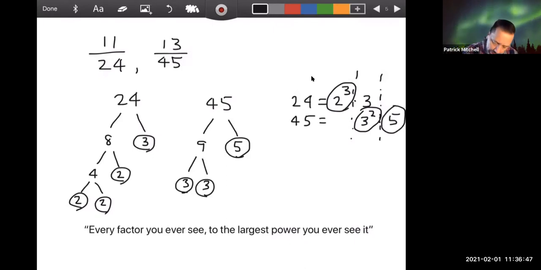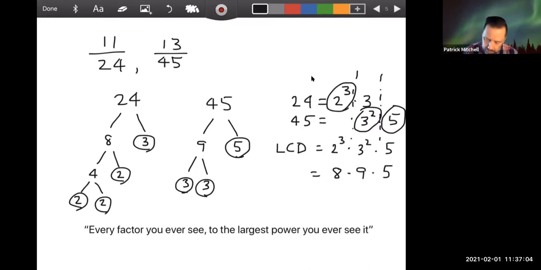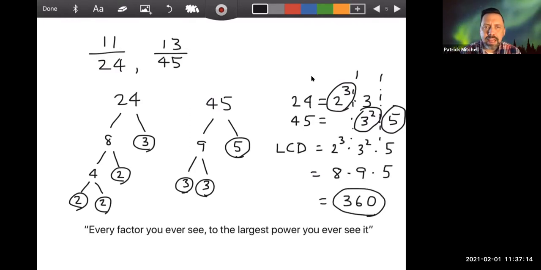And so my LCD is the product of all those circled factors. It's 2 to the 3rd times 3 squared times 5, which of course is 8 times 9 times 5. And I'm pretty sure that comes out to 360.